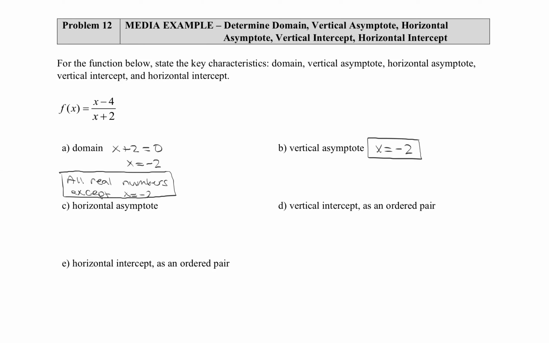Then that brings us to part C, finding the horizontal asymptote. To determine the horizontal asymptote of a rational function, we want to look at what happens to the function's outputs as x approaches positive infinity and as x approaches negative infinity. In order to do this, we're going to use our graphing calculators and the table feature and explore how our outputs change as x becomes infinitely big and positive or infinitely big and negative. So let's jump over to our graphing calculator to do that.